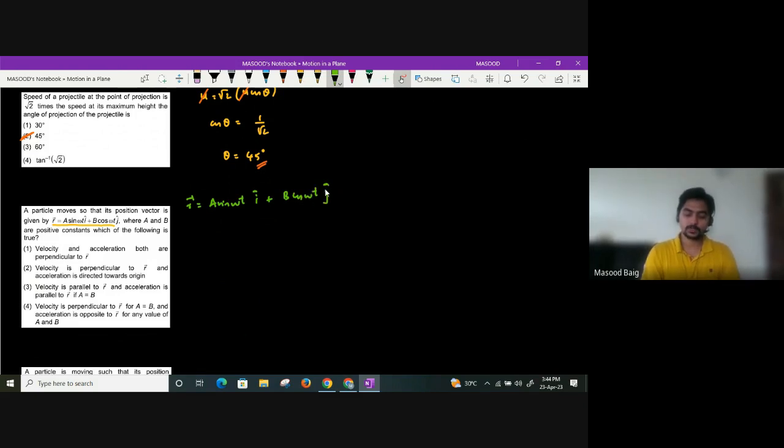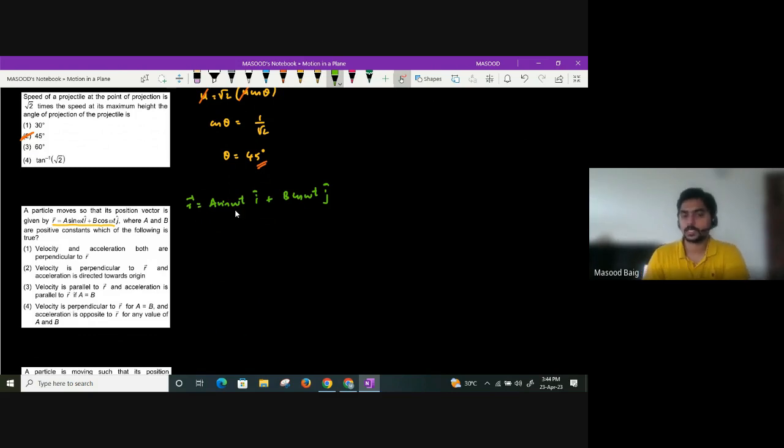What are they asking? Which of the following are true? Velocity and acceleration both are perpendicular to r bar. Velocity is perpendicular to r bar, acceleration is directed towards origin. Velocity is parallel to r bar, acceleration is parallel to r bar. So these options they have given.